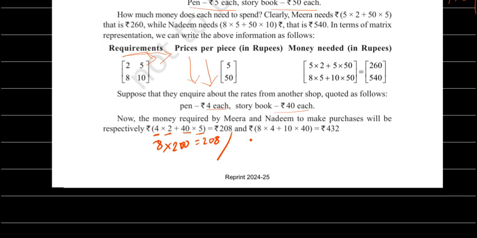And for Nadeem, he required 8 pens. 8 fours are 32. For one pen it will cost around 4 rupees. Plus he required 10 notebooks which will cost 40 rupees each. It will come to 400. It will come to 432. Okay, this is as simple as that.